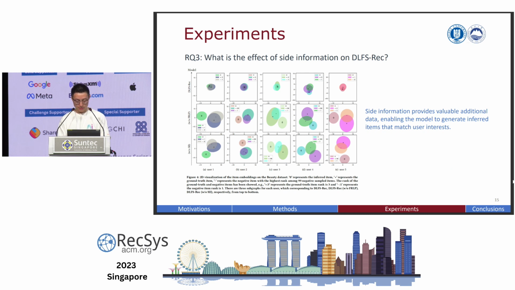And then we use TSNE to visualize atom embeddings learned by DRFS rec and find that the inferred atom exhibits a similar shape and a large overlapping area with the ground truth atom. This indicates a close match between the inferred atom and the ground truth atom. However, without set information, the inferred atom and the ground truth atom have no overlapped area and exhibit significant differences in shape, indicating their dissimilarity. Besides, the atom embeddings in DRFS rec have a smaller shape.